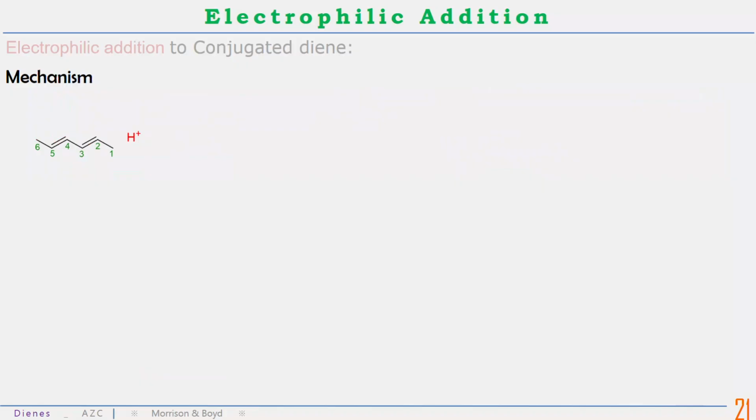Step 1 is addition of the electrophile to the carbon-carbon double bond. Here, the proton may attach to carbon 2 or carbon 3. If the proton attaches to carbon 3, there is formation of a carbocation on carbon 2. If the proton attaches to carbon 2, there is formation of a carbocation on carbon 3. The intermediate where the positive charge is at carbon 3 is favored, because the positive charge is generated adjacent to the double bond. This is actually an allylic carbocation.